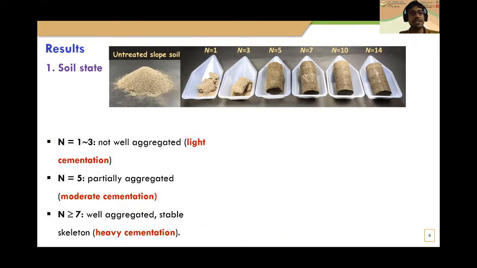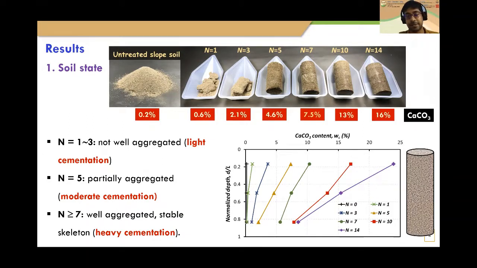Moving to the results, firstly, the soil state. As shown in this figure, we can see the untreated soil remained a loose structure. And when the treatment was increased to 1 to 3 injections, the specimens were still not well aggregated. When the injections were increased to 5, we could see a partially aggregated skeleton. However, when we increased the injection numbers above 7, a well-aggregated stable skeleton was witnessed by the end of the test. And also we could see that with the increase in the number of injections, the amount of formed calcium carbonate increases. In addition, there's a difference in the calcium carbonate profile in terms of the depth.